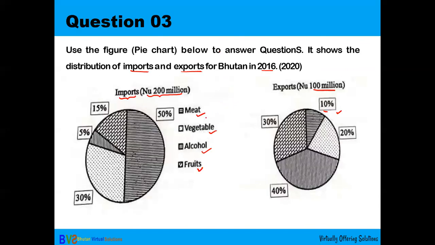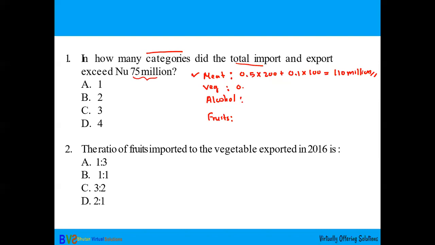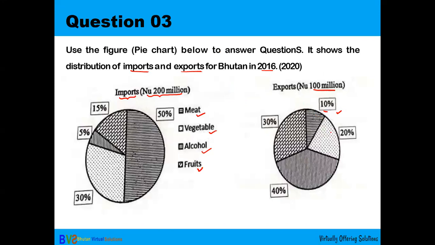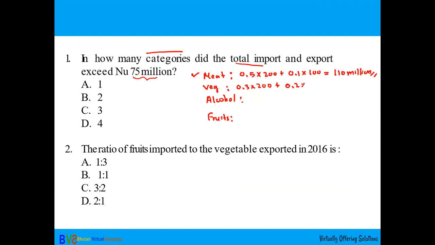Now let us do it for vegetable also. Vegetable import is 30% of 200 million. So 30% is 0.3 times 200 plus export. The vegetable is exported for 20%, right? So that is 0.2 times 100. So we solve 0.3 times 200 plus 0.2 times 100. You are getting 80 million. All right, 80 million also exceeds 75 million. So vegetable is included. It is exceeding the 75 million, right?